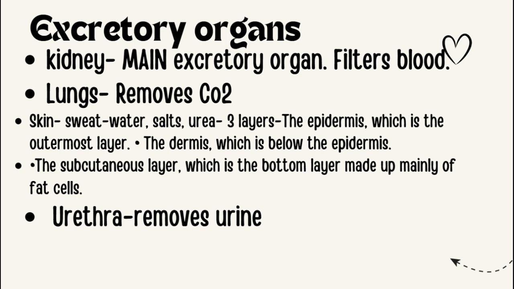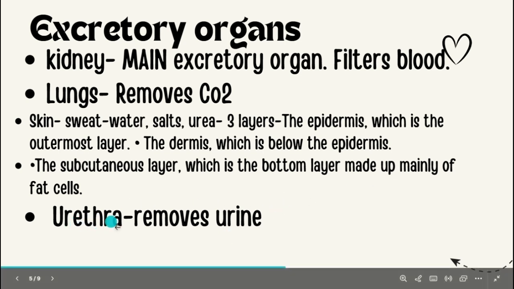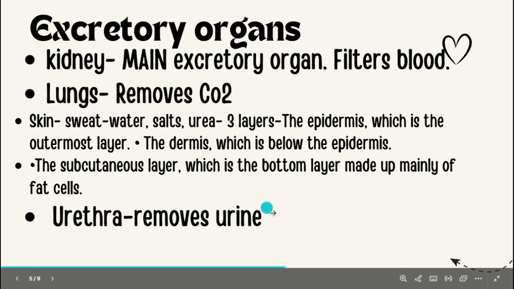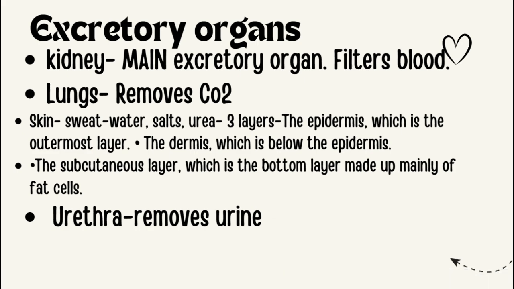So even though the focus is on the kidney as the main excretory organ, we also have the lungs that serve their role, and the skin that serves its role. And just to know, the urethra removes urine. The kidney filters out the blood and makes the urine, and then the urethra is where the urine passes out to get out of the body.